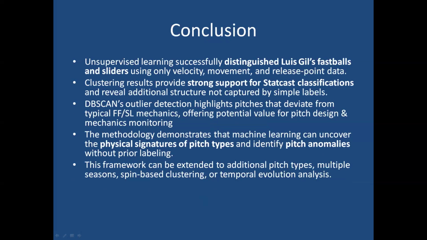And in conclusion, we learned that machine learning can separate pitch types using physics alone. The clustering supports the reliability of the Statcast labels. With DBSCAN, I was able to identify unusual or transitional pitches. And the approach can extend to more pitch types and multiple seasons. I generally try to use only several months to narrow it down.